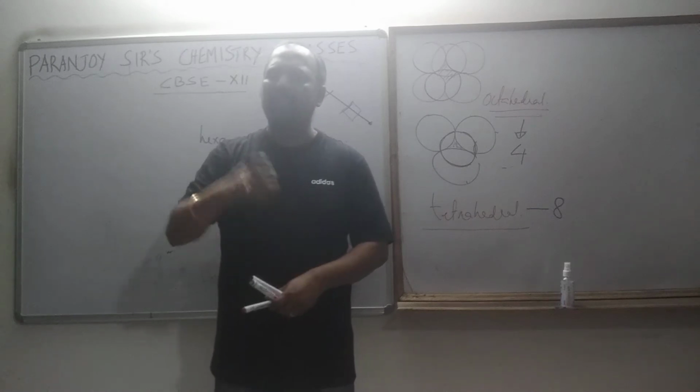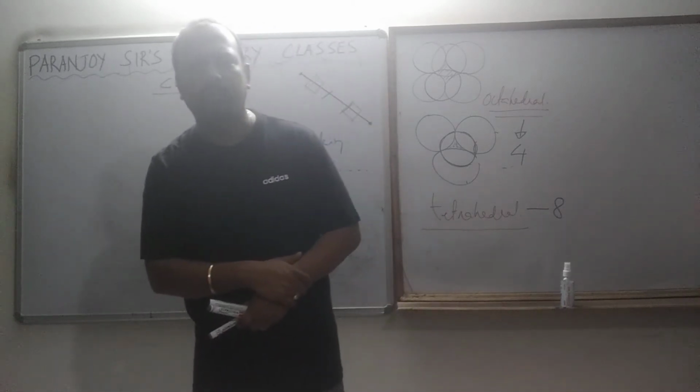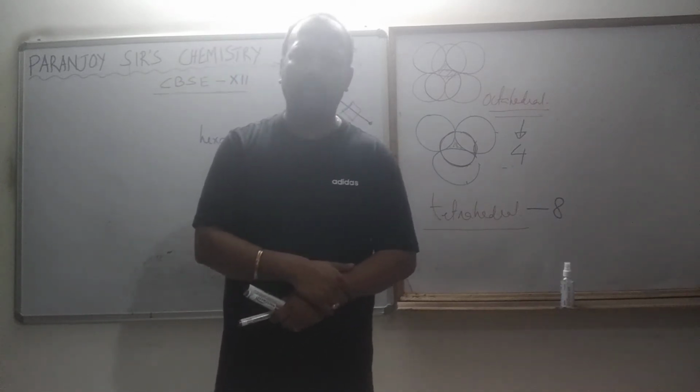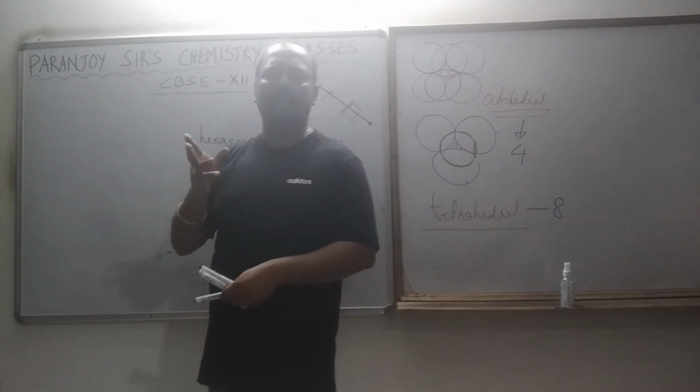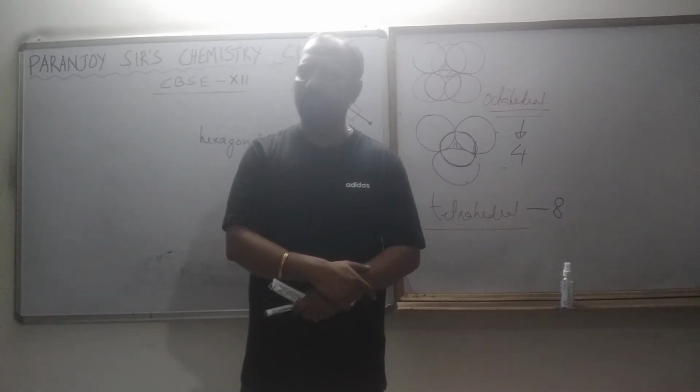So each body diagonal has got how many tetrahedral voids, you tell me? Each body diagonal has got 2 tetrahedral voids. And just now Shubham told that there are 4 body diagonals, and all of you have visualized that there are 4 body diagonals.